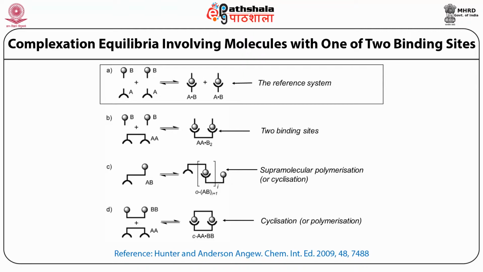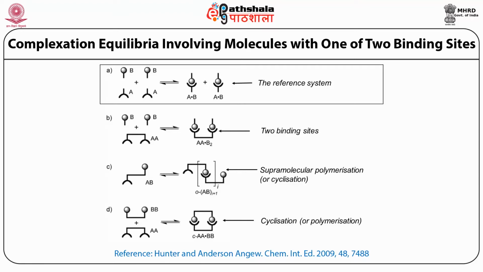Here A is the receptor and B is the ligand, and they are binding to form this non-covalent complex AB. In the second scenario, we have one receptor with two binding sites, where two monovalent ligands get connected and form the bound state.